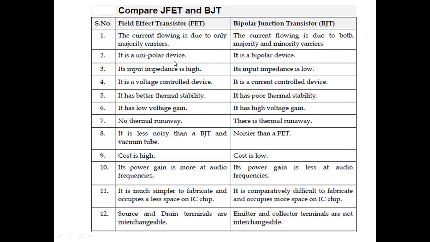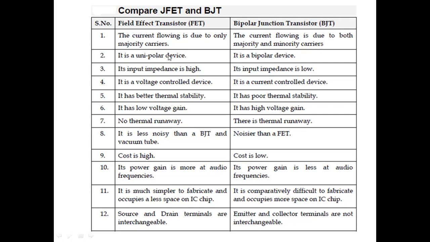The FET is a unipolar device, which means it has unipolar current, either positive current or negative current. But the BJT is a bipolar device. Both polarities are in it. The conduction is due to both polarities, that means electrons as well as holes.